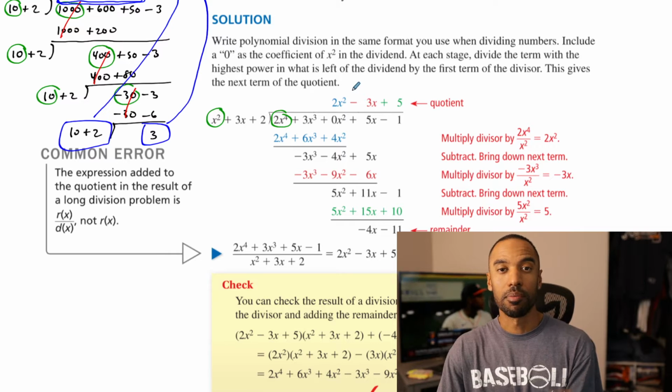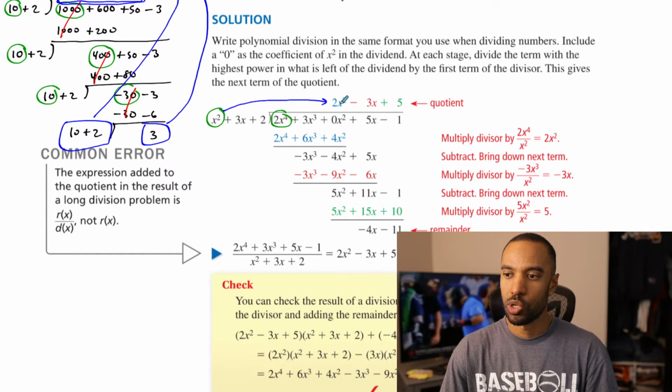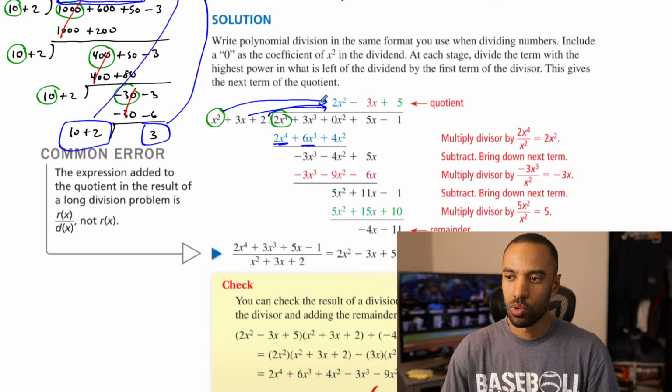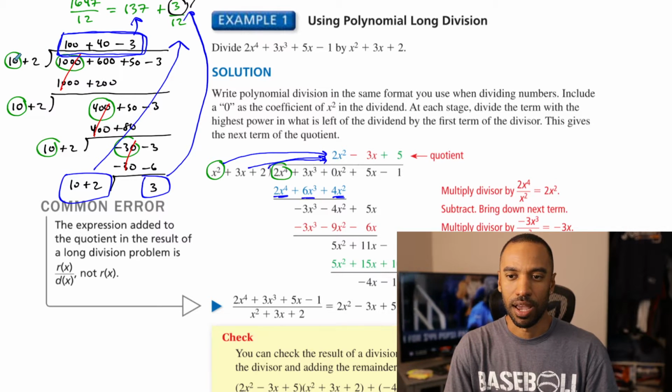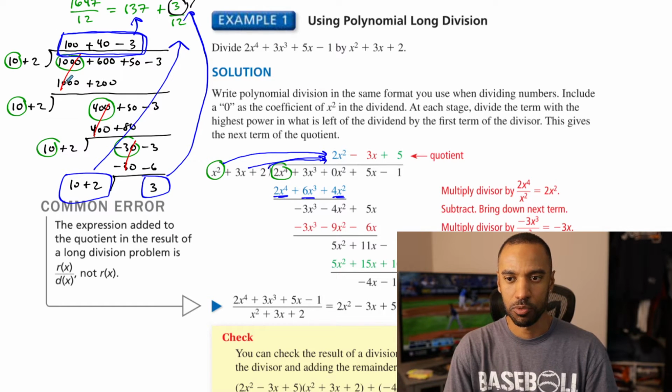Now we're going to confirm this result by multiplying. We multiply x squared by 2x squared and get 2x to the 4th. We multiply 3x by 2x squared to get 6x cubed. We multiply 2 by 2x squared to get 4x squared. Remember, that's the same thing I did right here: 10 times 100 was 1,000, and 2 times 100 is 200.